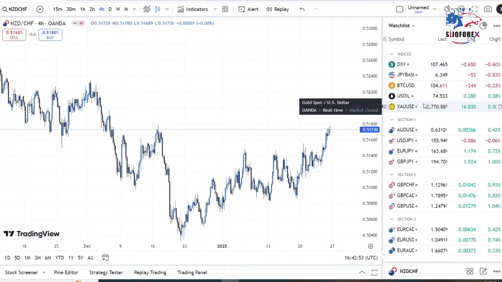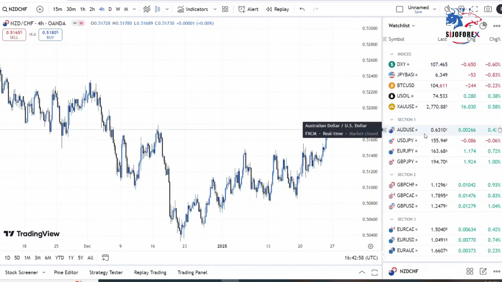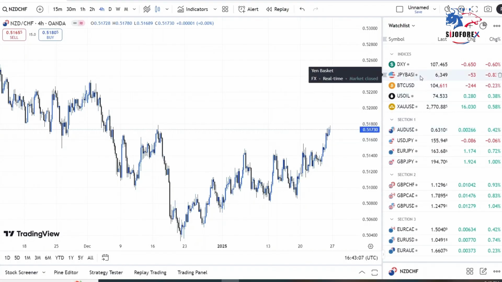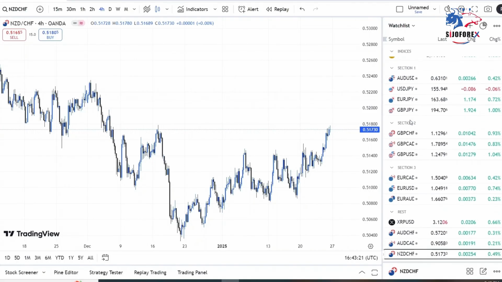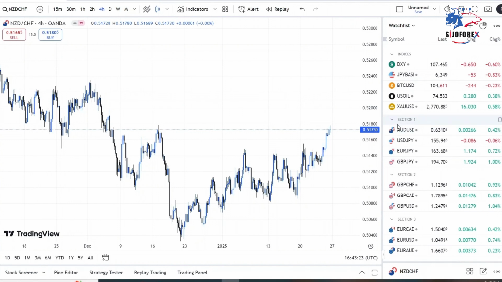You know, when you are trading USD pairs, you use the DXY to know the direction of the market, whether the dollar index is going to be strong or is going to be weak. So same as when I'm trading my JPY pairs, I use my JPY basket to also know whether JPY is going to be strong or weak. So I trade US oil, I trade XAUUSD, that's gold. So these are my pairs and I arrange them in a very nice form.